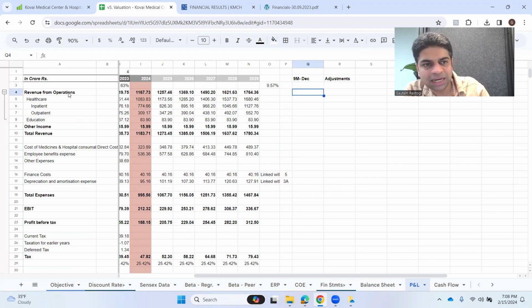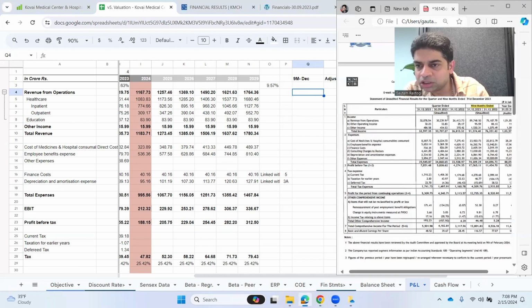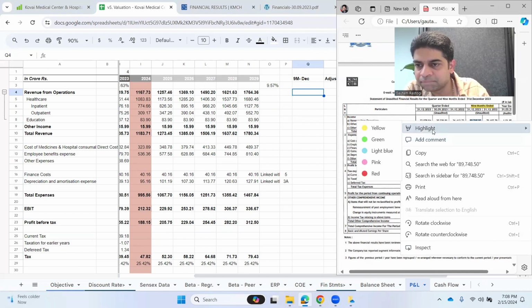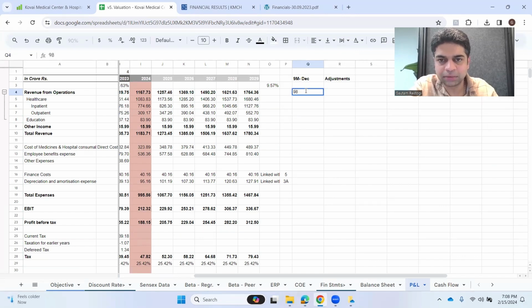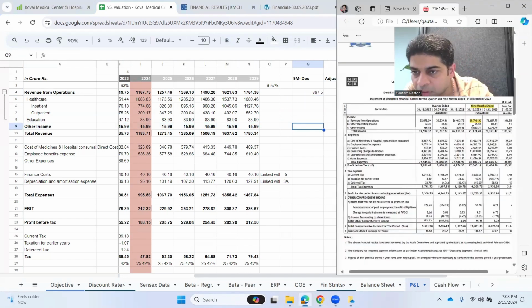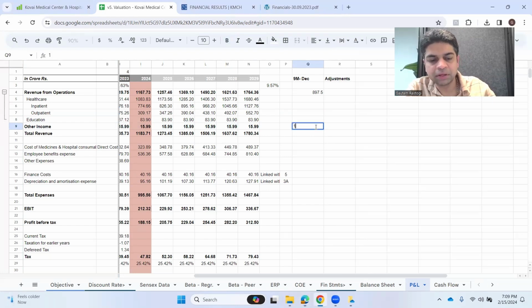First, let's look at revenue from operations. If you see revenue from operations, it's 897.5. I know this is small, sorry for that. So let me highlight this. Let's make a note of it: 897.5. And what is other income? Other income is 15.3 crore. Now, this is the 9-month numbers.